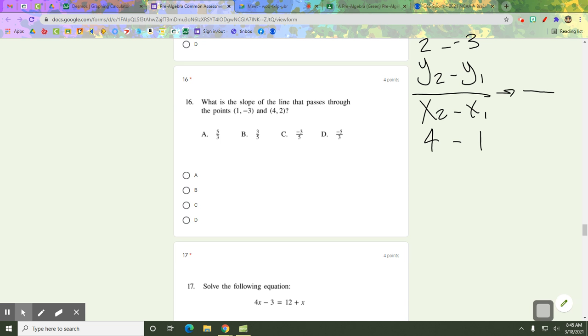So does X always have to be first? Well, it's just like a coordinate point. You have X, Y. So that's why your X will always be first.